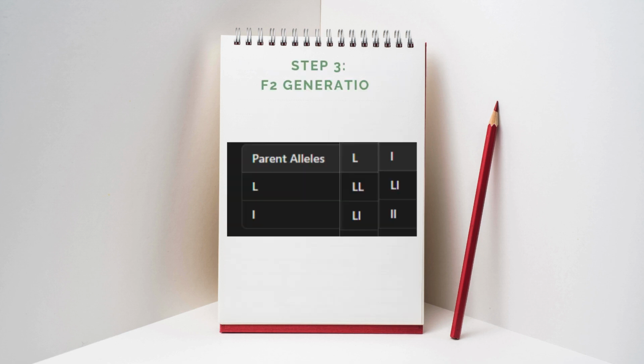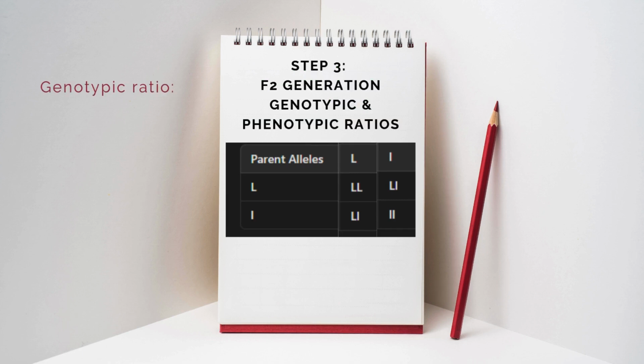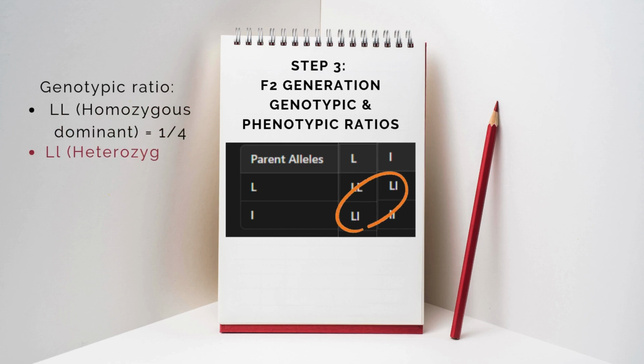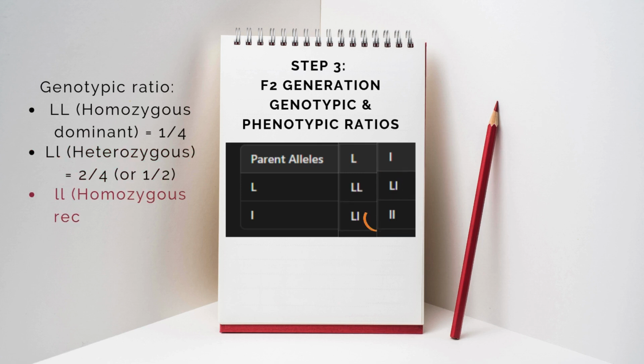Now, F2 generation genotypic and phenotypic ratios. So, genotypic ratios would be homozygous dominant would be 1 out of 4. Heterozygous would be 2 out of 4 and homozygous recessive would be 1 out of 4. That means genotypic ratio is 1:2:1.